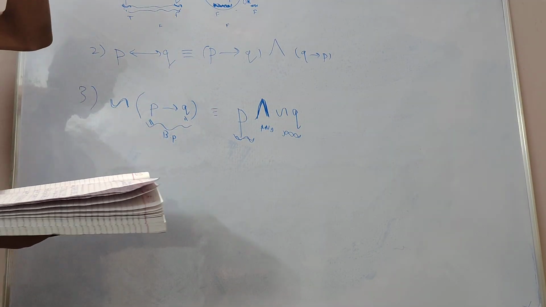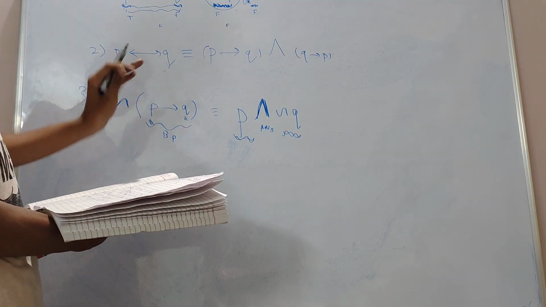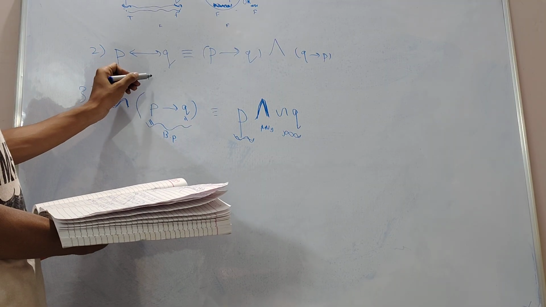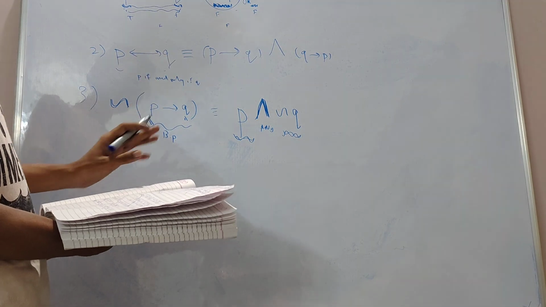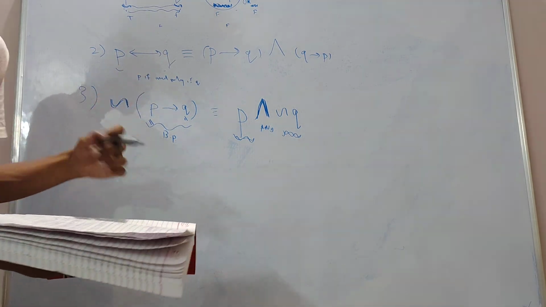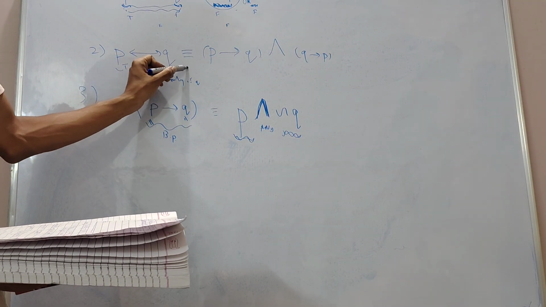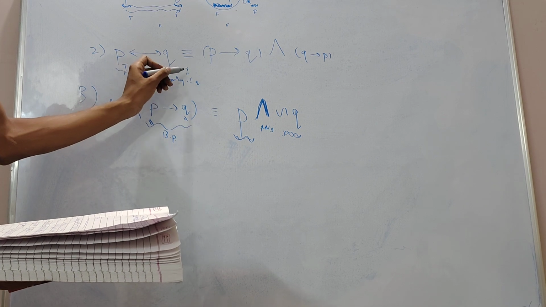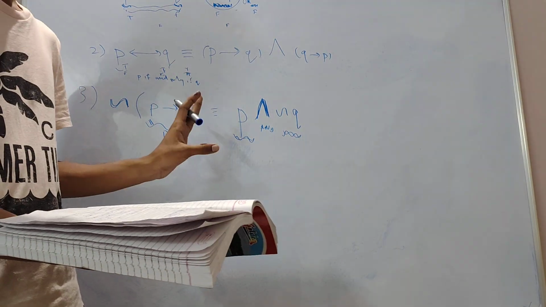This is biconditional identity. Biconditional of P and Q means P if and only if Q, and P and Q should have same truth value for true. Suppose this is true, it will give true. This is false, this is false, it will give false. Sorry, true, right? For same truth value, it will be true, right?